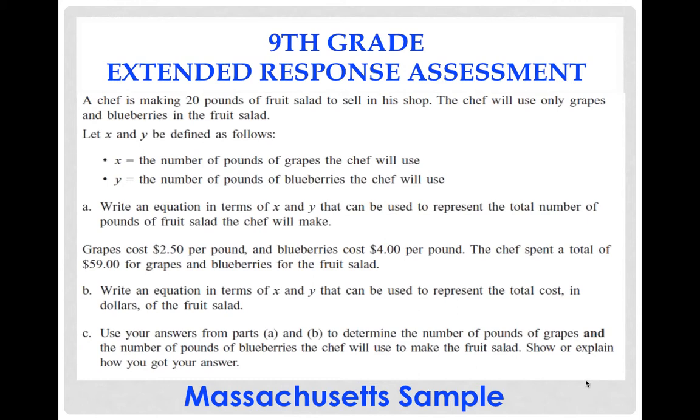And C says use your answers from parts A and B to determine the number of pounds of grapes and the number of pounds of blueberries the chef will use to make the fruit salad. Show or explain how you got your answer.